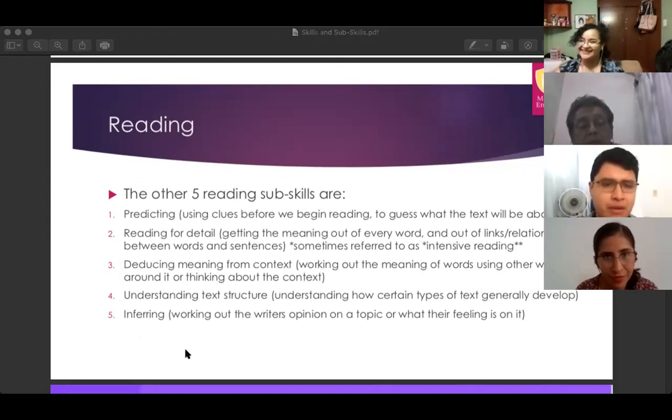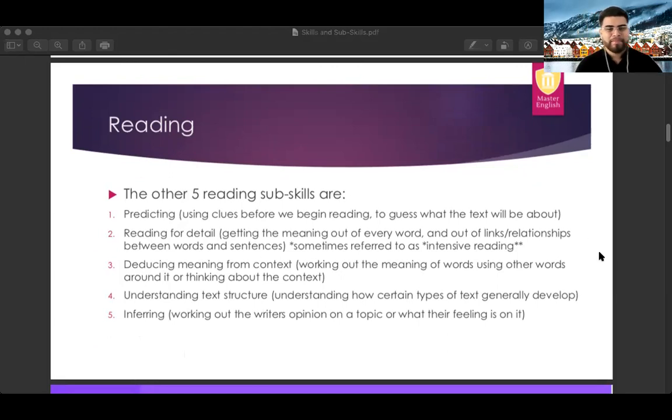Yes, of course. Reading. The other 5 reading sub-skills are predicting, using clues before we begin reading, to guess what the text will be about. 2, reading for detail, getting the meaning out of every word and out of links, relationships between words and sentences, sometimes referred to as intensive reading. Number 3, deducing meaning from text, working out the meaning of words using the other words around it, or thinking about the context. 4, understanding text structure, understanding how certain types of text generally develop. Finally, number five, inferring, working out the writer's opinion on a topic or what the feelings are on it.